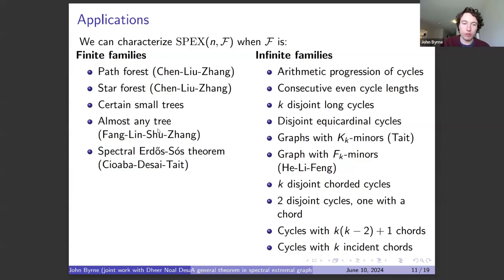In fact, the spectral extremal graphs for any tree are known. There's this recent result of Fang, Lin, Xu, and Zhang, which appeared as we were finishing our paper. It seems that our result for almost any tree uses a somewhat different method to find this fixed pendant structure that guarantees that we can apply our result. So this is hopefully complementary to their result.